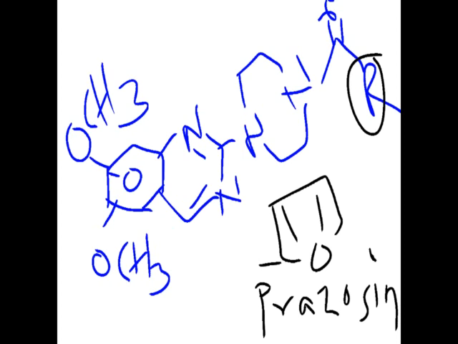Then this methanol, or C double bond O, at one side it has this ring and at the other side it has the furan ring.